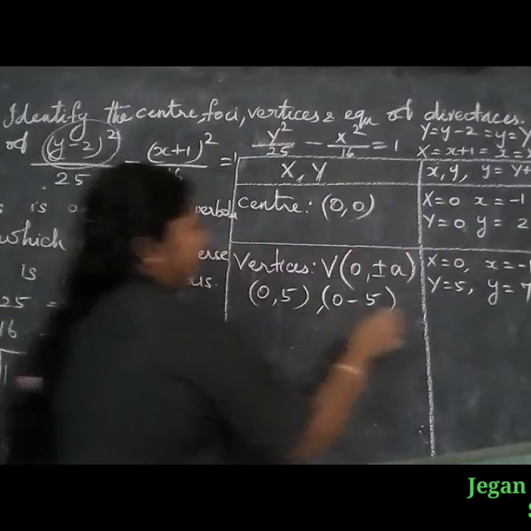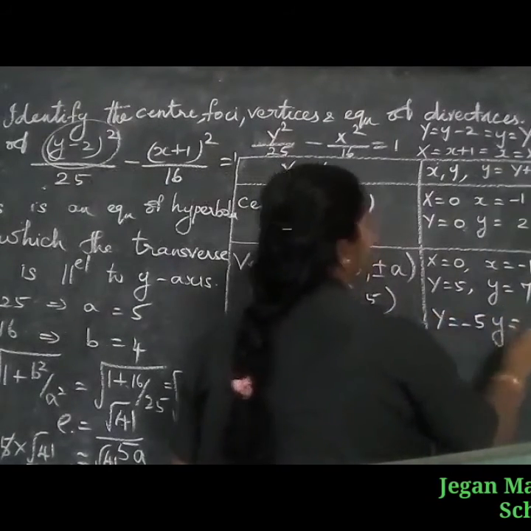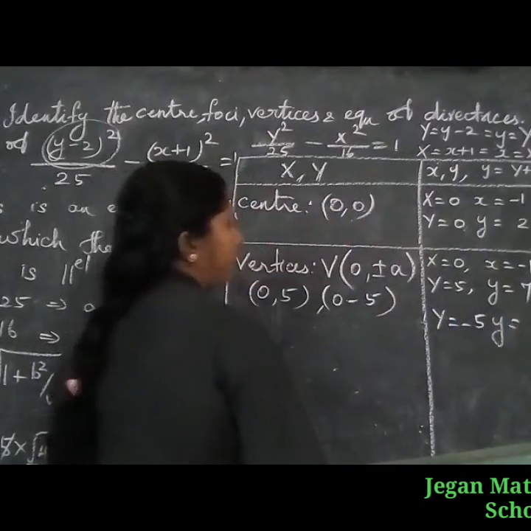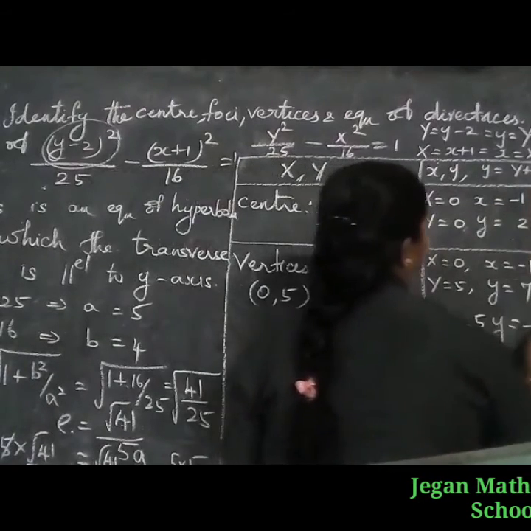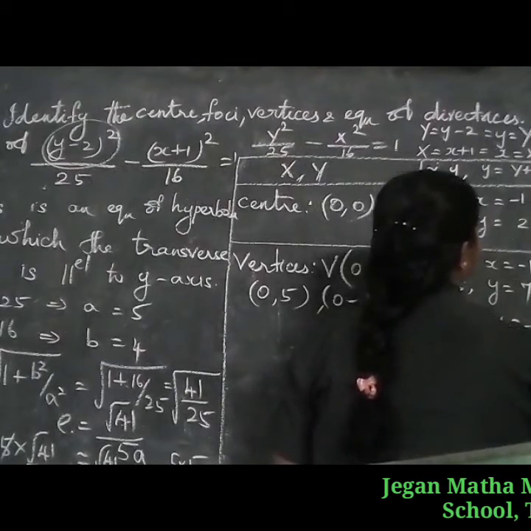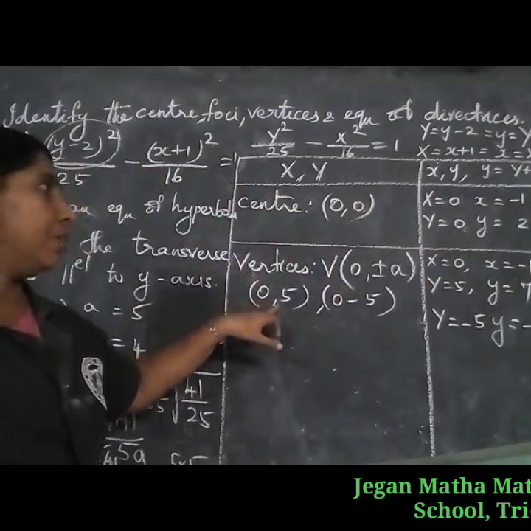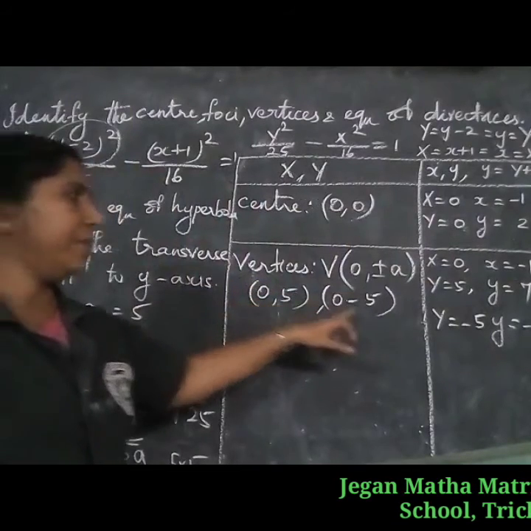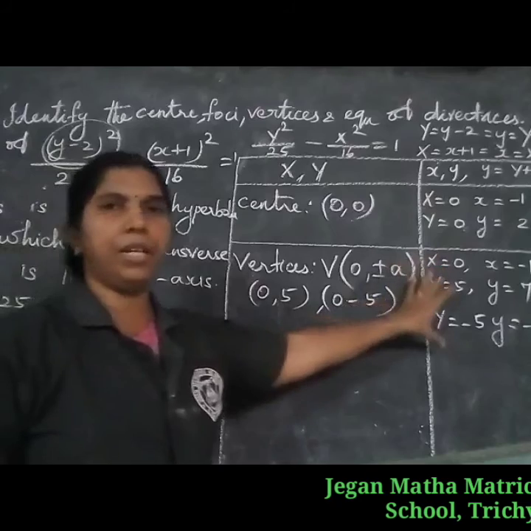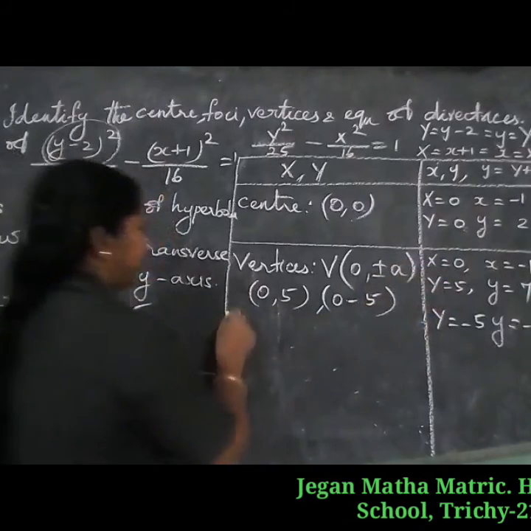Next, you can take the second value. When capital Y is equal to minus 5, small y is equal to minus 5 plus 2, minus 3. Therefore, the second vertex is minus 1, minus 3. With the help of the first 0, 5 and 0, minus 5, we are finding the original vertices of the hyperbola.